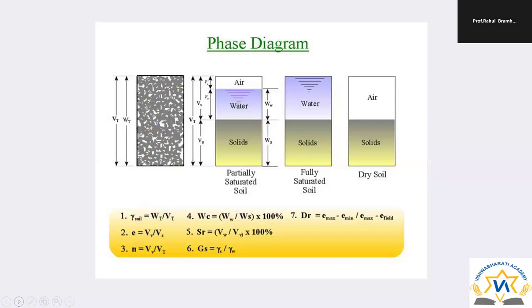The next one is dry soil. In dry soil, the soil consists of air and solid. There is no presence of water in dry soil. With the help of this three-phase diagram, we define a number of index properties such as the void ratio, porosity, degree of saturation, and many more.